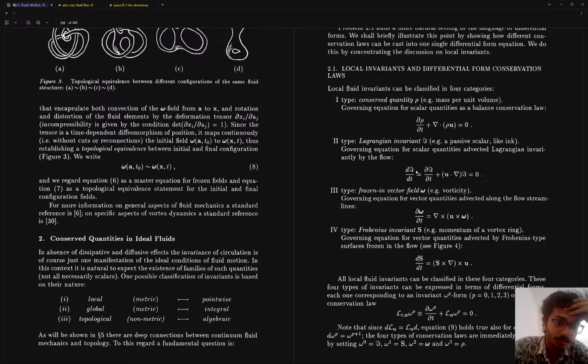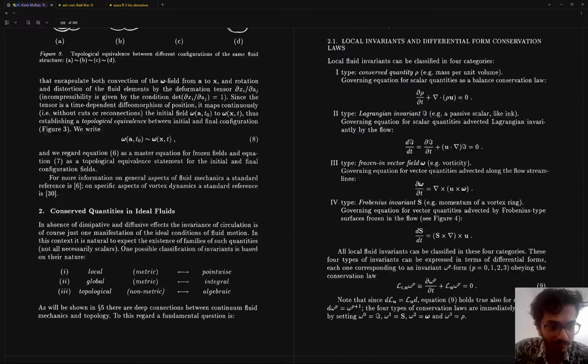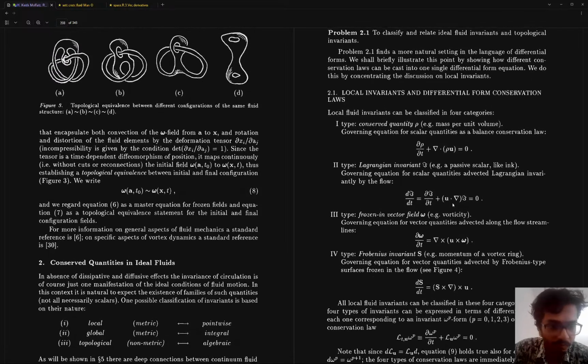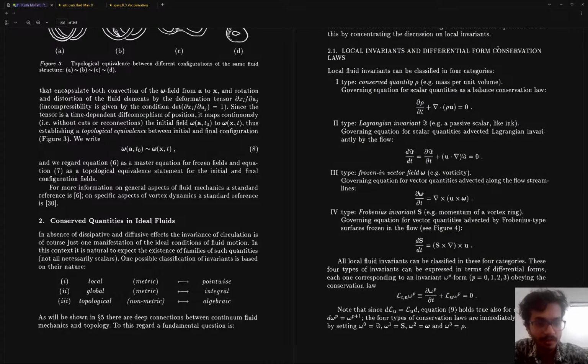Okay, now there are four types, ordered in this way. I don't like this order, because eventually you will see the four types can be ordered and classified in a very nice way, which is what this statement is saying. The problem is to classify ideal fluid invariants. These are all ideal fluid invariants. There is no viscosity anywhere. You can define all this in viscous flows also, but it will not be invariant, I think. Their natural setting is the language of differential forms.